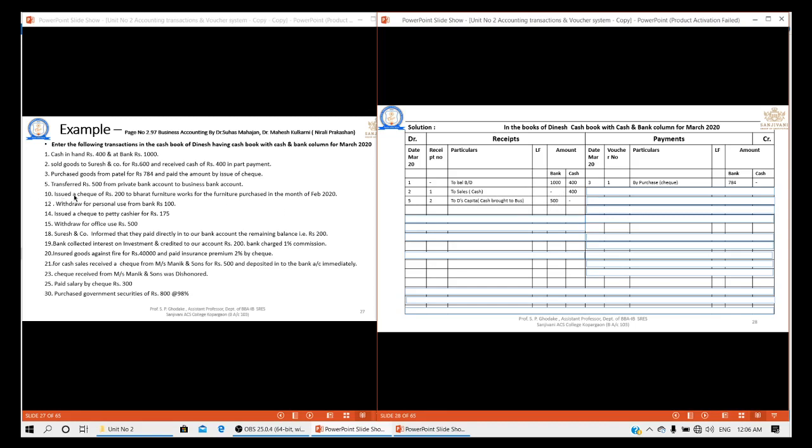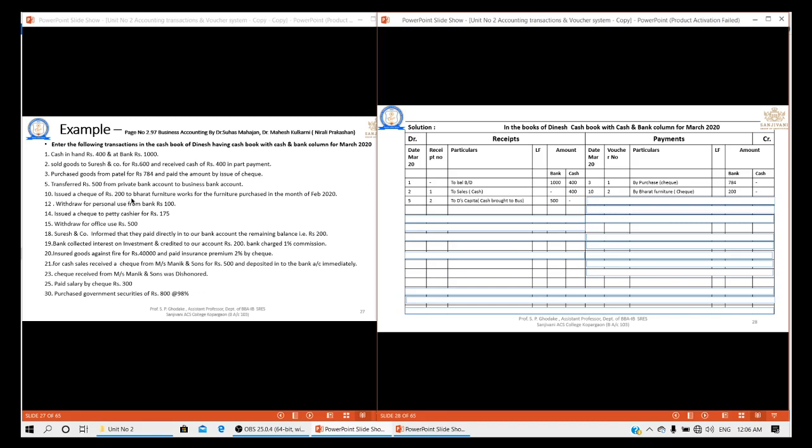Then on 10th, issue a check of rupees 200 to Bharat Furniture Works for the furniture purchase in the month of Feb 2020. Now here check is issued. So payment is done through bank. So 10th, at the payment side we have by Bharat Furniture. In bank column we have 200.